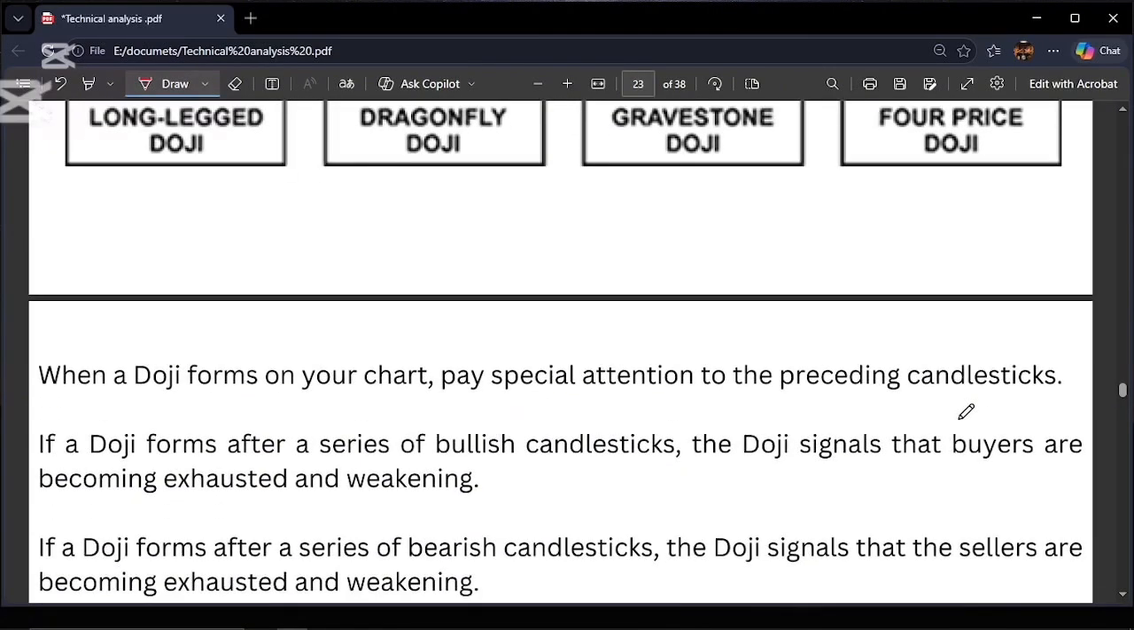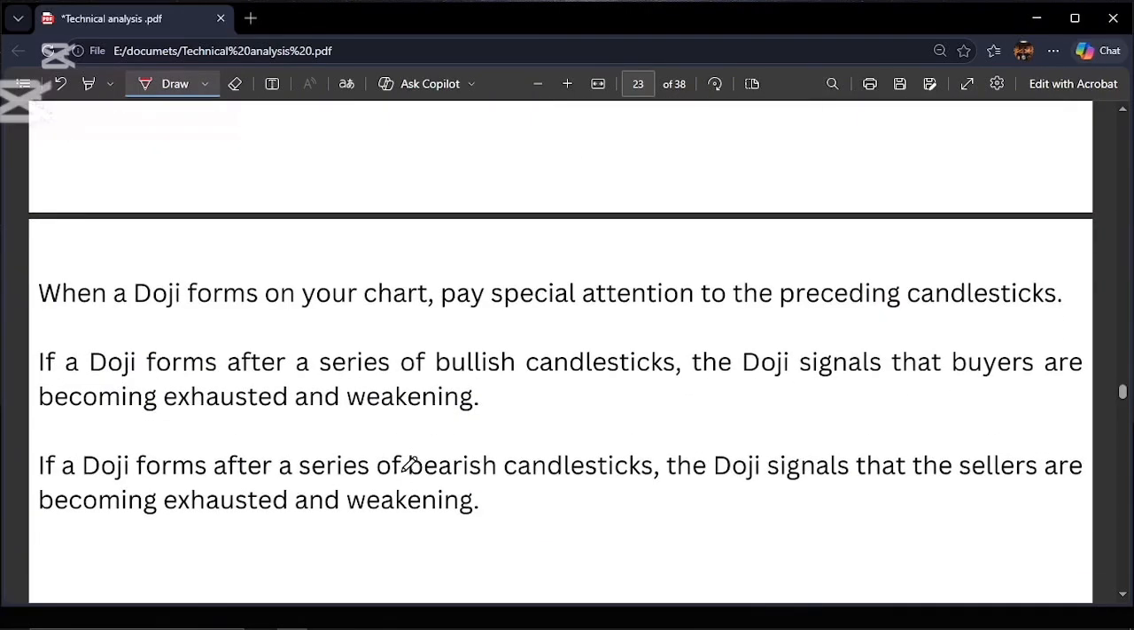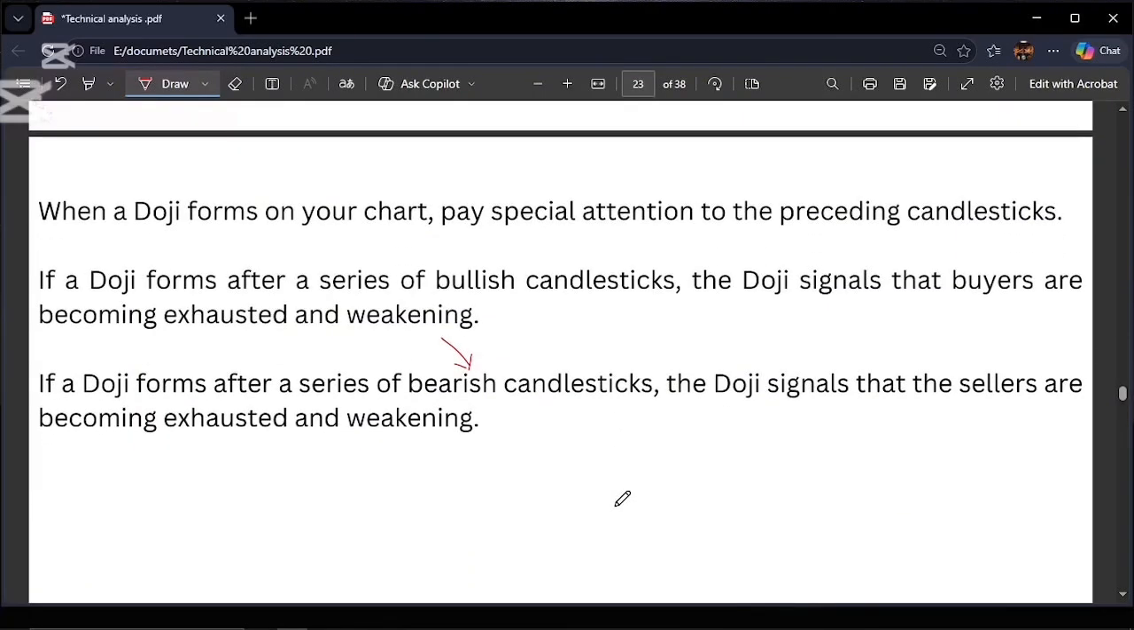So when a doji forms on your chart, pay special attention to the preceding candlesticks. When I say preceding, I don't mean the candlestick after the doji, I mean the candlesticks before the doji formed. If a doji forms after a series of bullish candles, or an uptrend, the doji signals that buyers are becoming exhausted and weakening. But if it forms after a downtrend, the doji signals that the sellers are becoming exhausted and weakening.